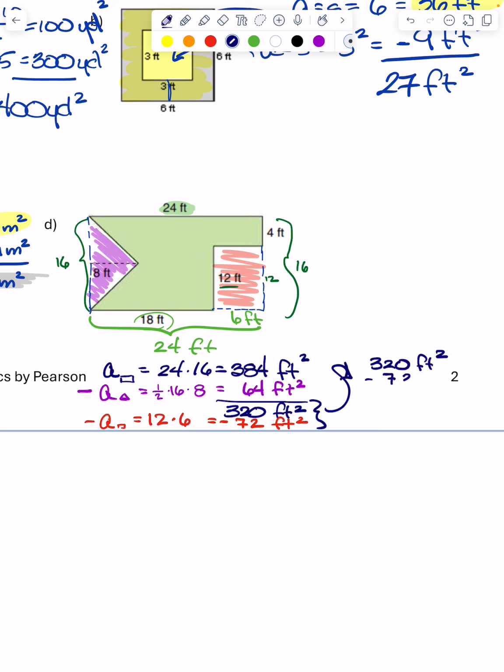Notice I include the labels. That's just a reminder. I can only subtract things that are the same. I cannot subtract miles from square feet unless I make some conversions. Well, miles is not even squared, so I can't. I get 248 square feet as the shaded area.